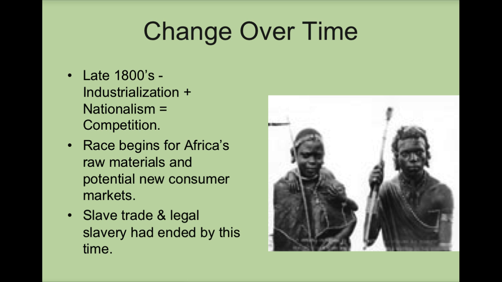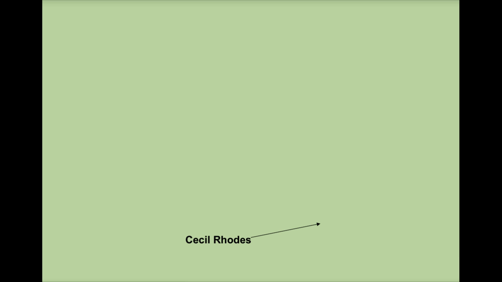Anyways, all these different countries are competing for access to the raw materials in Africa, and they're also looking at these regions as markets for their goods. By this time, slave trade and legal slavery has ended, so the best way to exploit these regions for the raw materials and whatnot is to establish colonies.